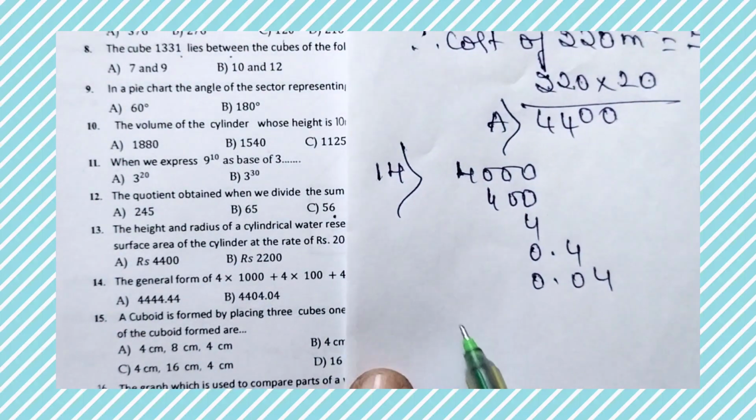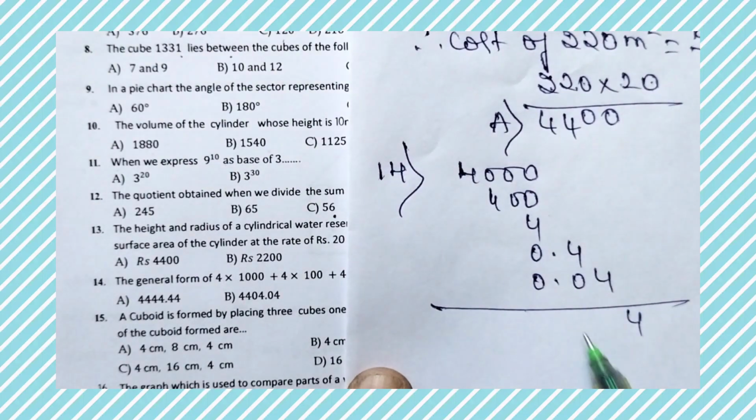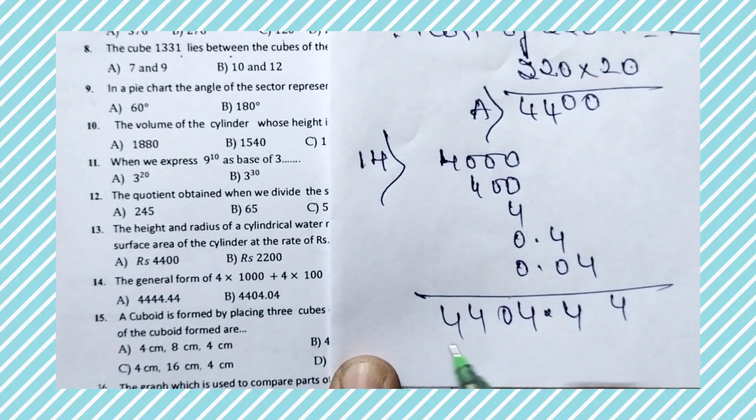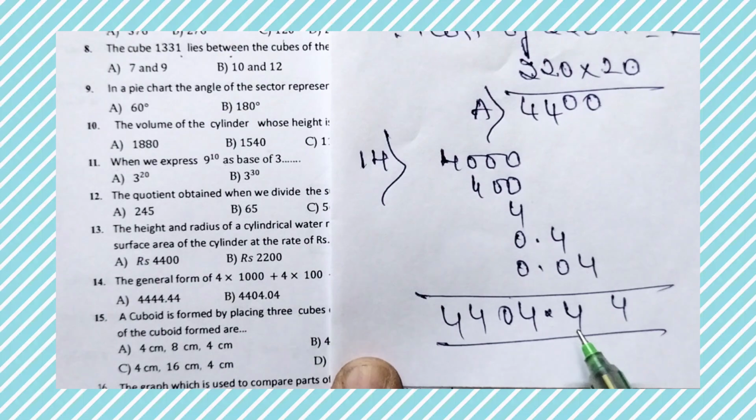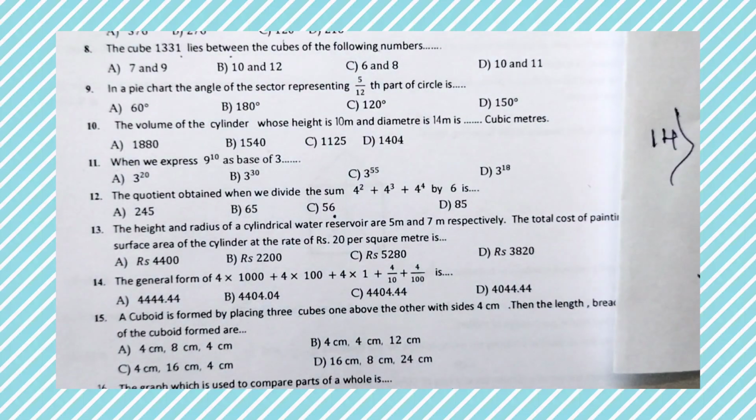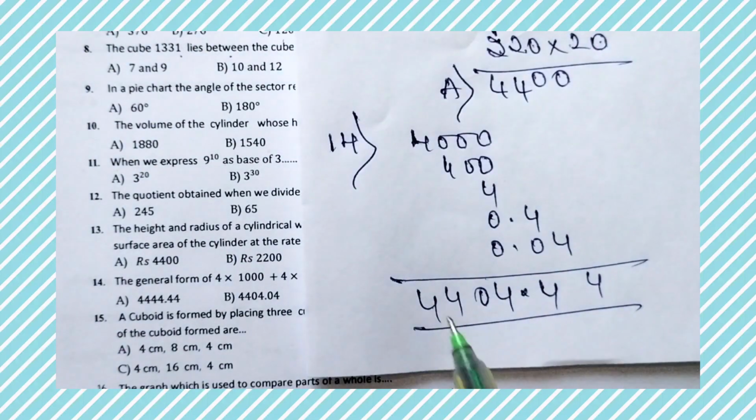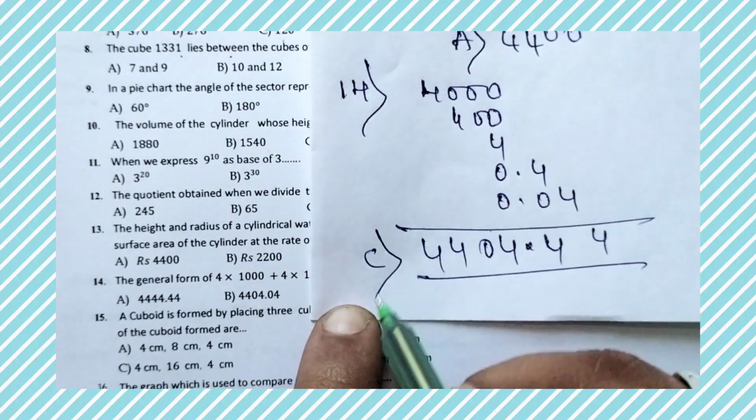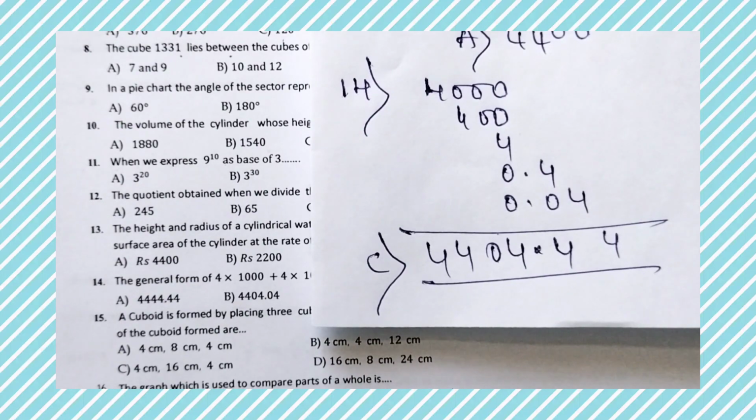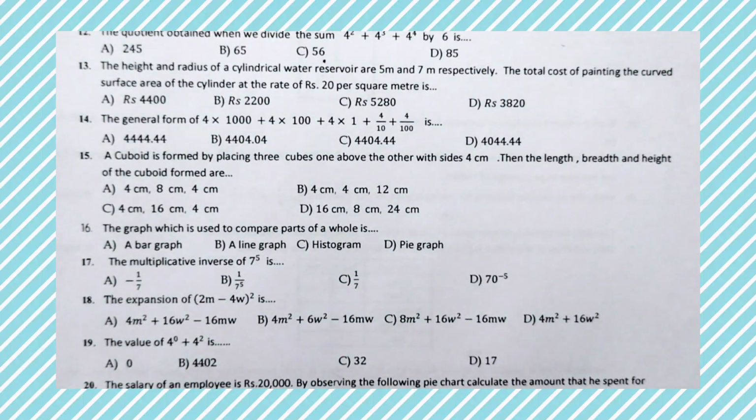Now you have everything. 4, then 4 plus 0, 4.40, then 4, 4. It will be 4404.44. So the right answer for this question is option C, 4404.44. So for the 14th question, option C is the right answer. Now let us move to the 15th question.